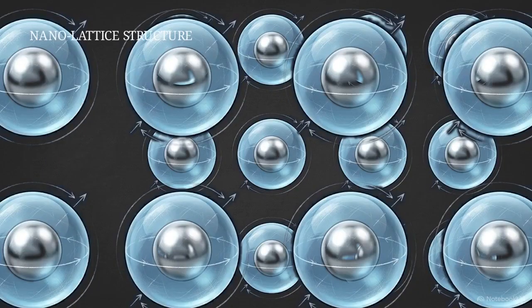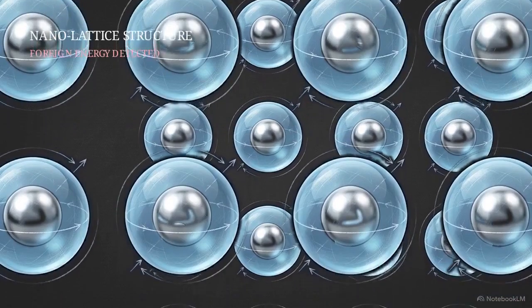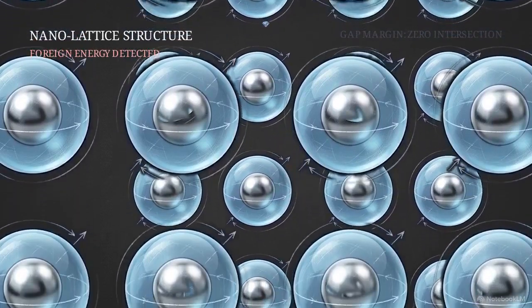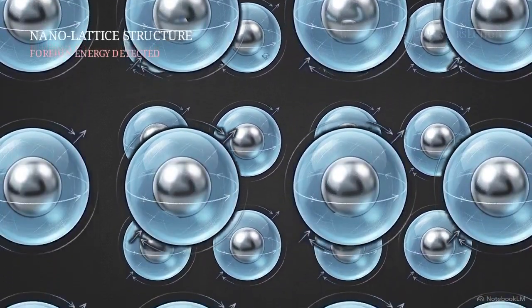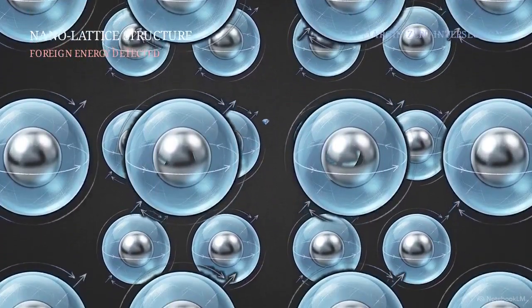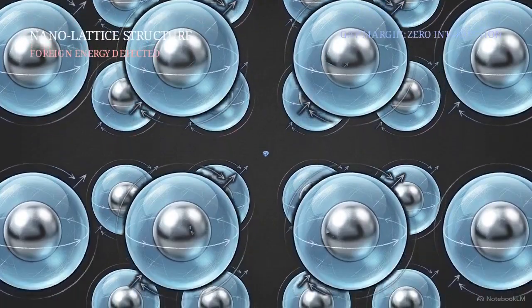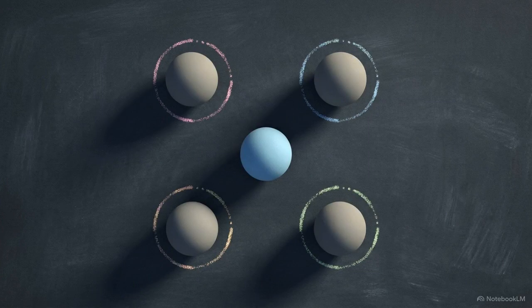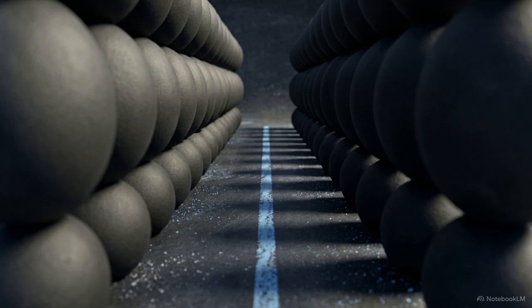Watch what happens when a foreign energy body attempts to traverse this highly ordered structure. Because of the precise spacing, the moving body passes straight down the open channels. It never intersects the radius boundaries of the resident nodes. The absence of geometric intersection means there is no physical resistance applied to the traveling body. This frictionless, unimpeded traversal through uniform spatial gaps is the exact structural definition of superconductivity within the Keshe model.